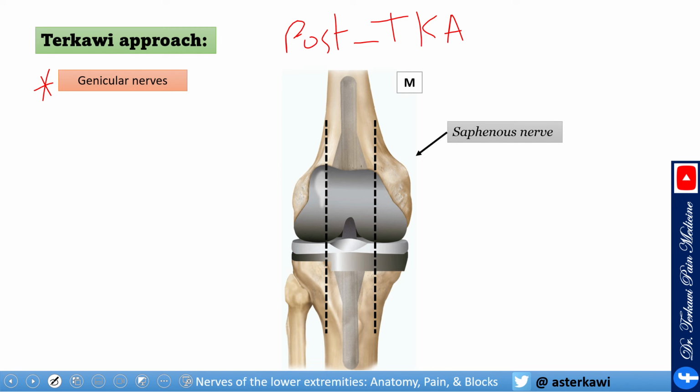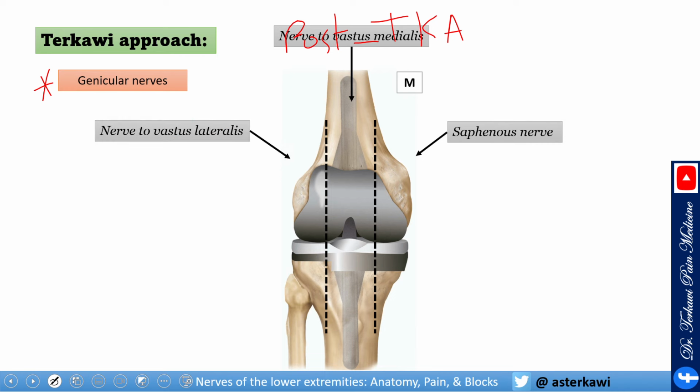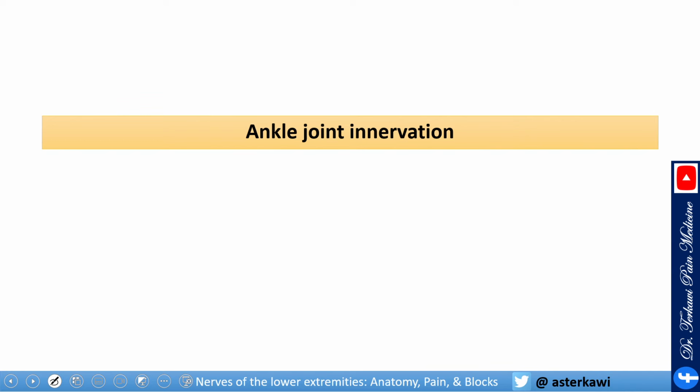So if the pain is mainly in the medial aspect, then I will go with the saphenous nerve. If it's in the midline, like anterior, I will go with the nerve to vastus medialis. If it is lateral, then I will go with vastus lateralis. If it's more localized here, then probably it's an infrapatellar nerve, and I will go after the infrapatellar nerve. Again, we'll go into more detail on this. This is just to stimulate your appetite to learn more.